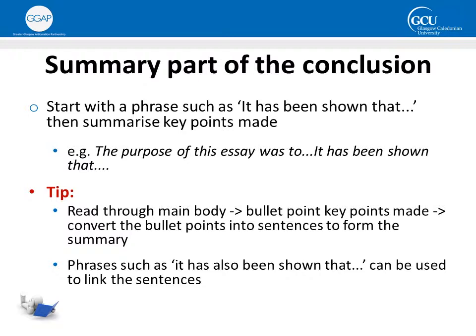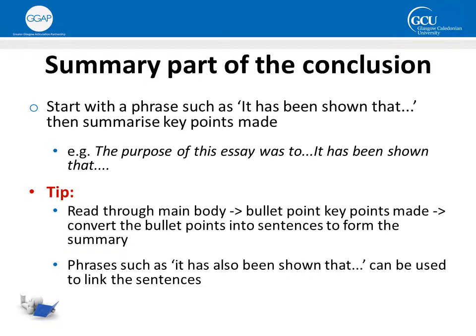The length of the summary will obviously depend on the length of your essay, but it should be condensed enough to fit within your concluding paragraph. As shown in the slide, a tip for making this easy is to slowly read through the main body of the essay and bullet point the key points made in each section on a blank sheet of paper. You can do this paragraph by paragraph, but remember only to include key points and not the minor points.